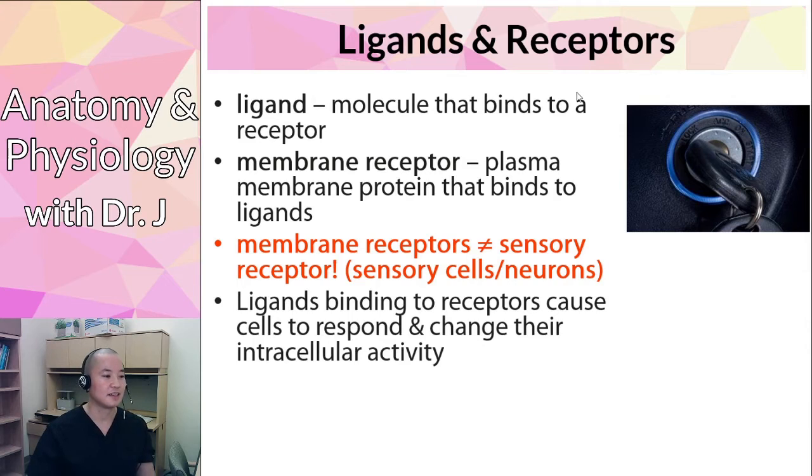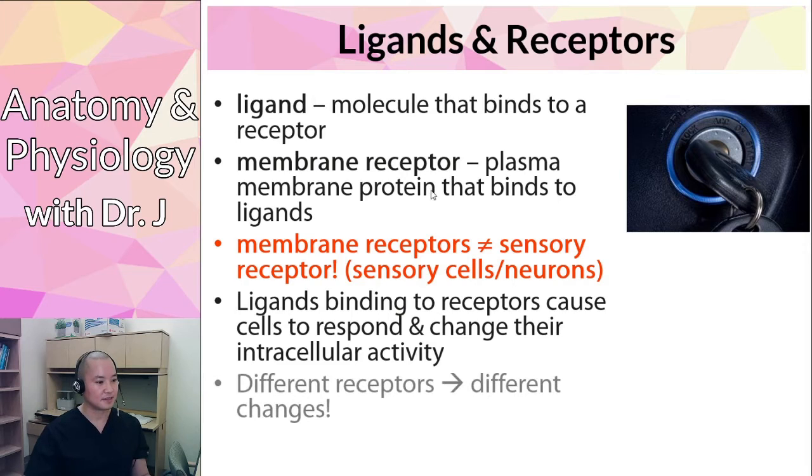What I want you to know with ligands and receptors, just like the key and ignition, is that when a ligand binds to a receptor, like a key going into an ignition, it causes the cells to respond. It's kind of like starting up something, causing some sort of response in the cells. And different receptors cause different changes. You can have the same ligand, but depending on the receptor that's there, it can cause different effects.